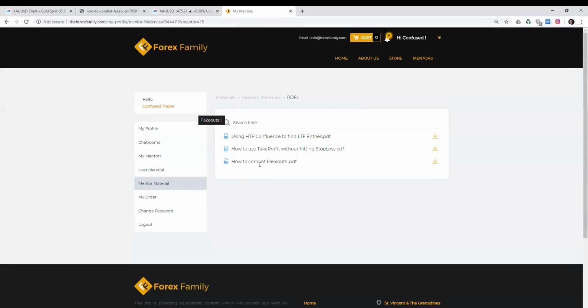Oh yeah, right there. How to combat fake outs. Using high time frame confluence to find low time frame entries.